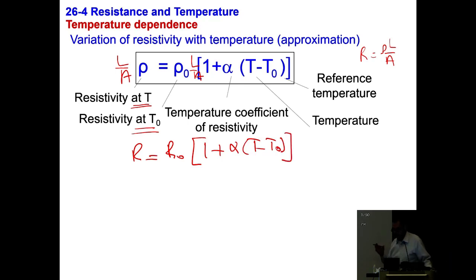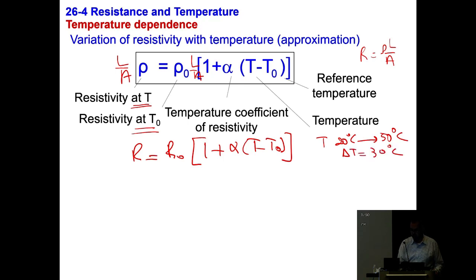I told you the temperature is in Kelvin, but does it matter? T minus T0, if we go from Kelvin to Celsius, is it the same or different? Same. Delta T, if it's in degrees centigrade, for example, if you go from 20 degrees centigrade to 50 degrees centigrade, delta T is 50 minus 20, that's 30, so delta T is 30.